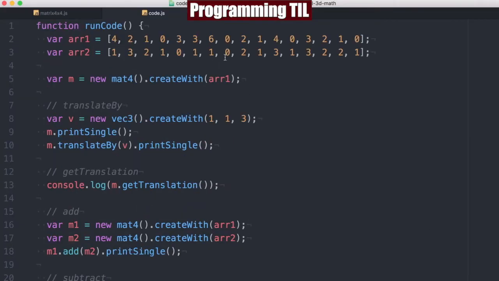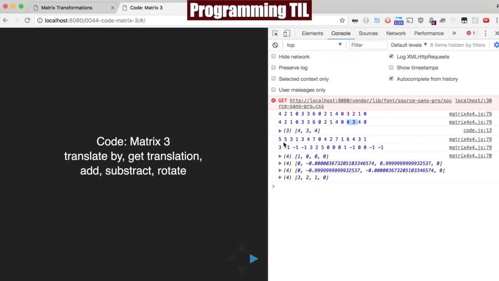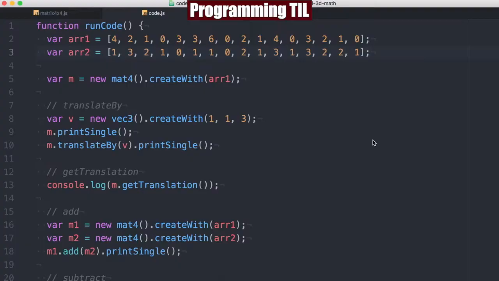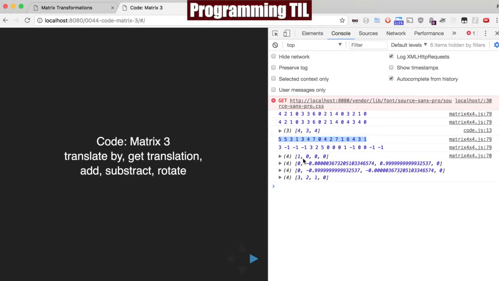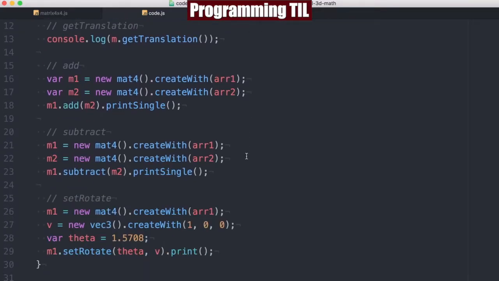So if we're looking at, these are the first array and the second array, so you can see the added values up here are exactly what each of these corresponding elements added together would be, and subtracted as well. So 3, negative 1, negative 1, negative 1, 3, 2, etc. So all super simple stuff. So let's get into some real math here with setting the rotation.